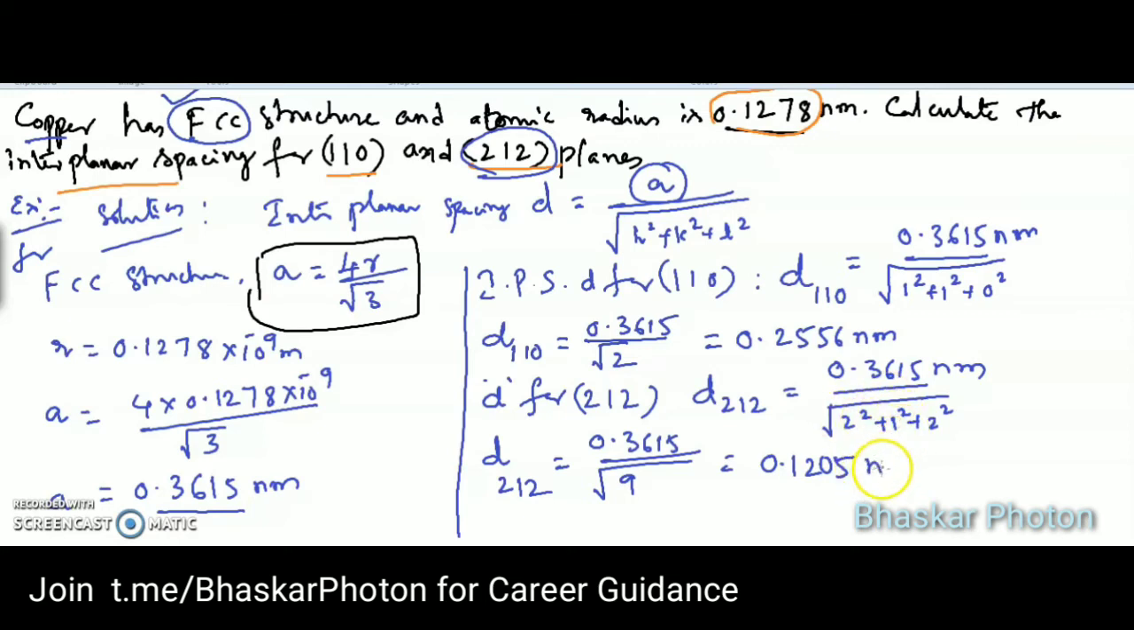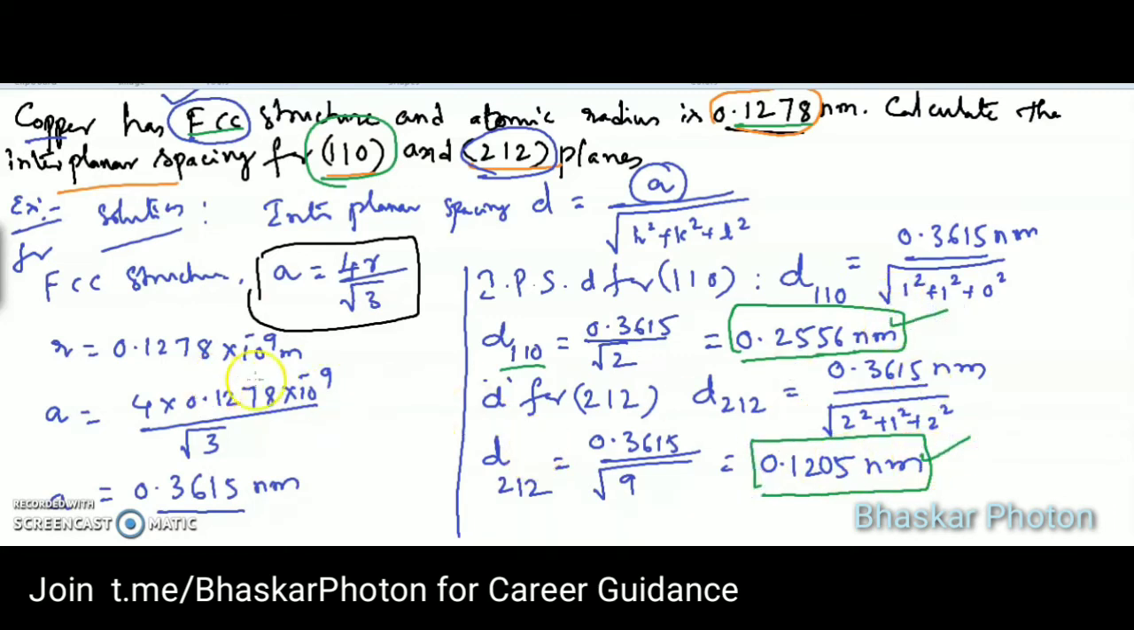nanometers. So the interplanar spacing for 110 plane for copper of FCC of the given atomic radius is 0.2556 nanometers, and for 212 plane, this is 0.1205 nanometers. So like this, you have to calculate the interplanar spacing for a given problem, right?